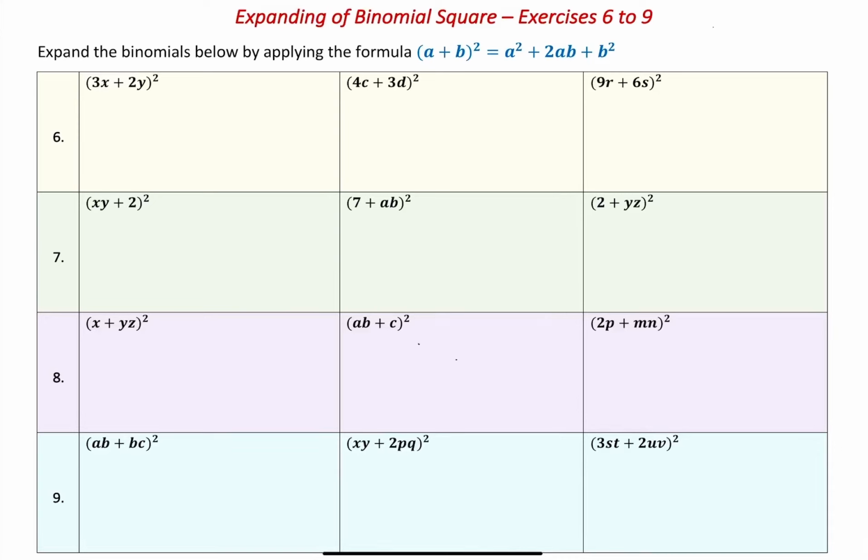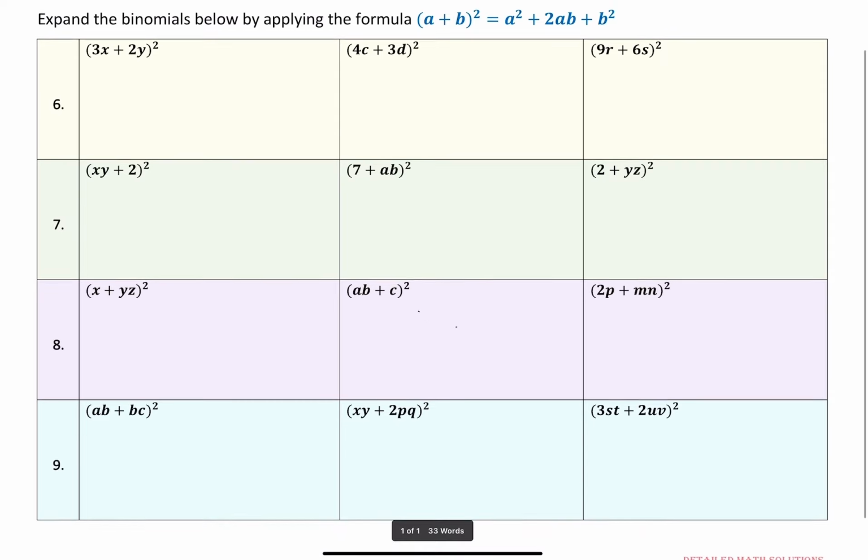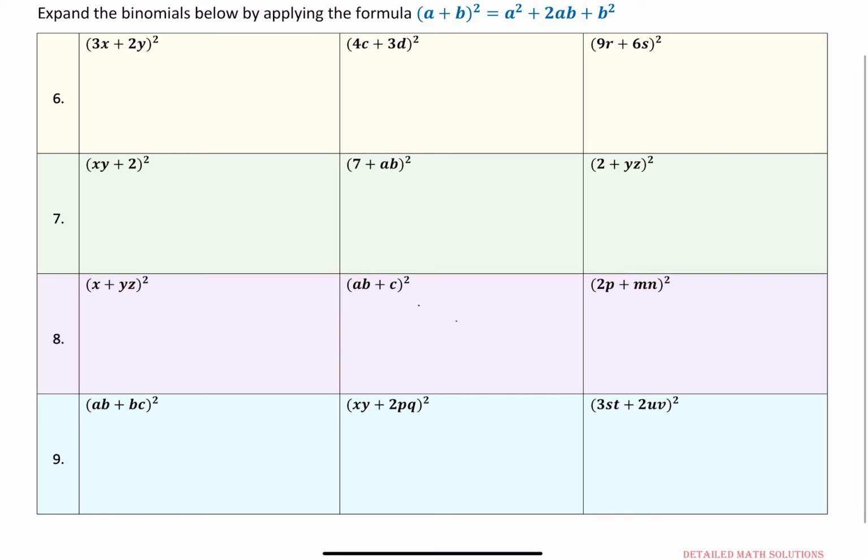Expanding of binomial square, exercises 6 to 9. Expand the binomials below by applying the formula (a plus b) squared equals a squared plus 2ab plus b squared.